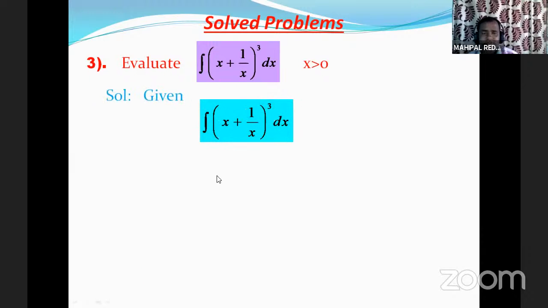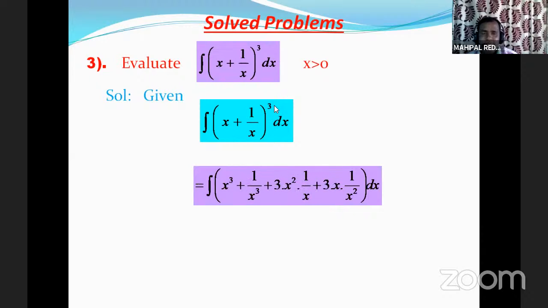Solution: the given question I am writing as it is, integration of (x plus 1 by x) whole cube. Now I am going to expand using the (a plus b) whole cube formula, which is a cube plus b cube plus 3a square b plus 3ab square. Here a is x. So a cube is x cube, b cube is 1 by x cube, 3a square b is 3x square into 1 by x, plus 3ab square, 3 into x into 1 by x square.